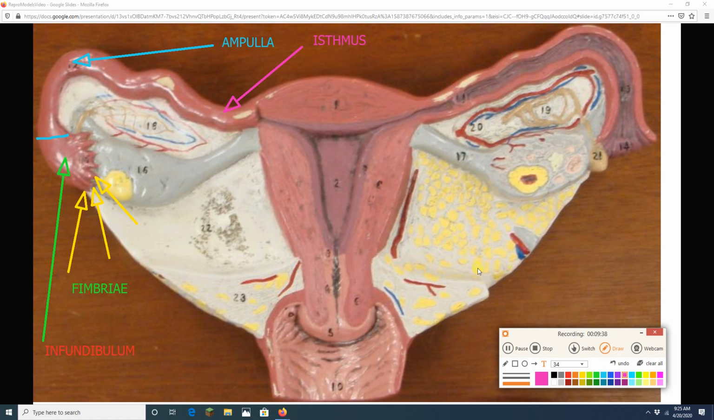Okay, if we look at our uterus, actually we'll save that for next time, so we'll pick up and we'll do the uterus and a couple more things on this model.